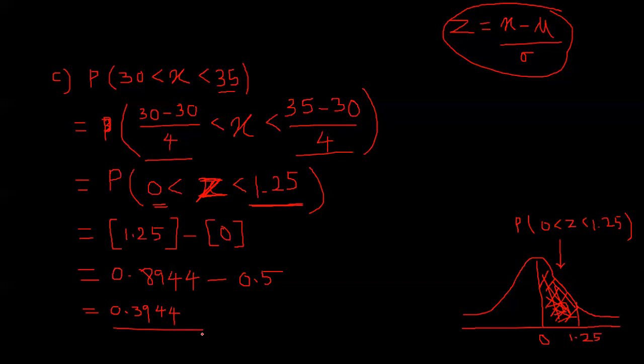So what is the Z value that is between 0 and 1.25? It's here. So it is 0. The value here, or the area here, is 0.3944.